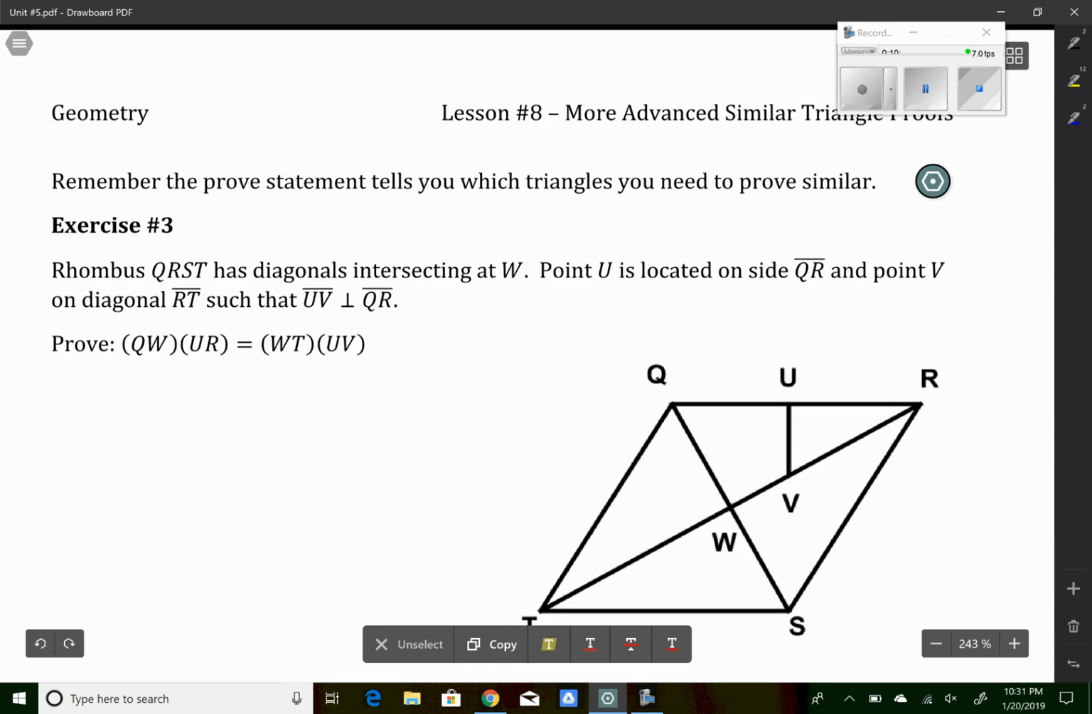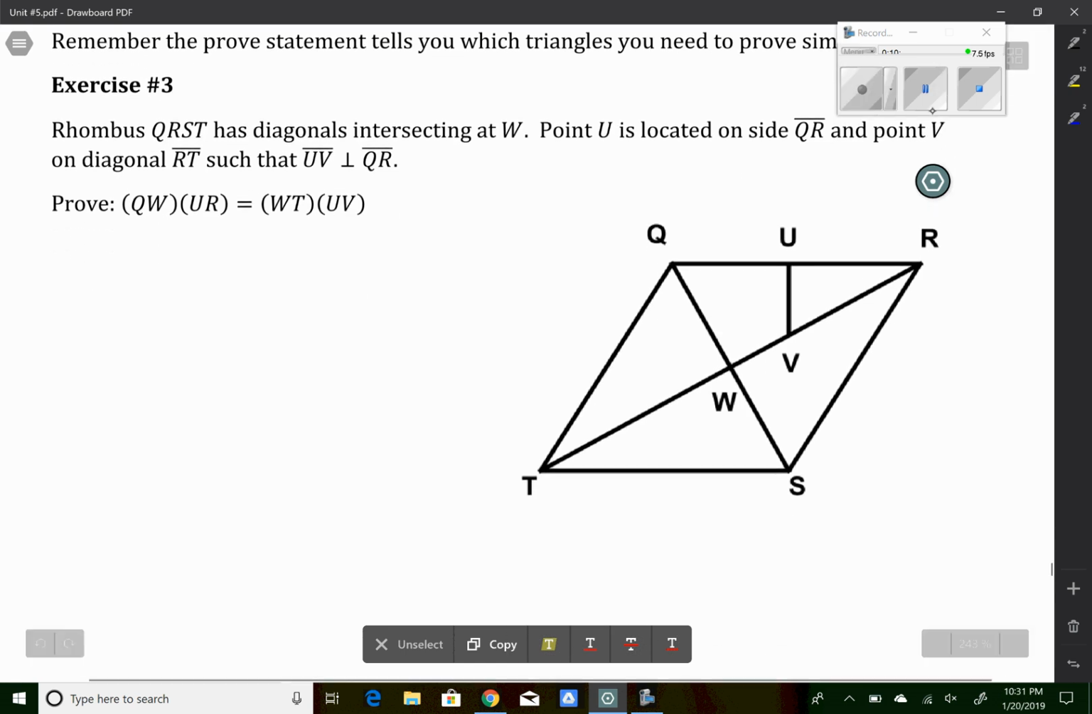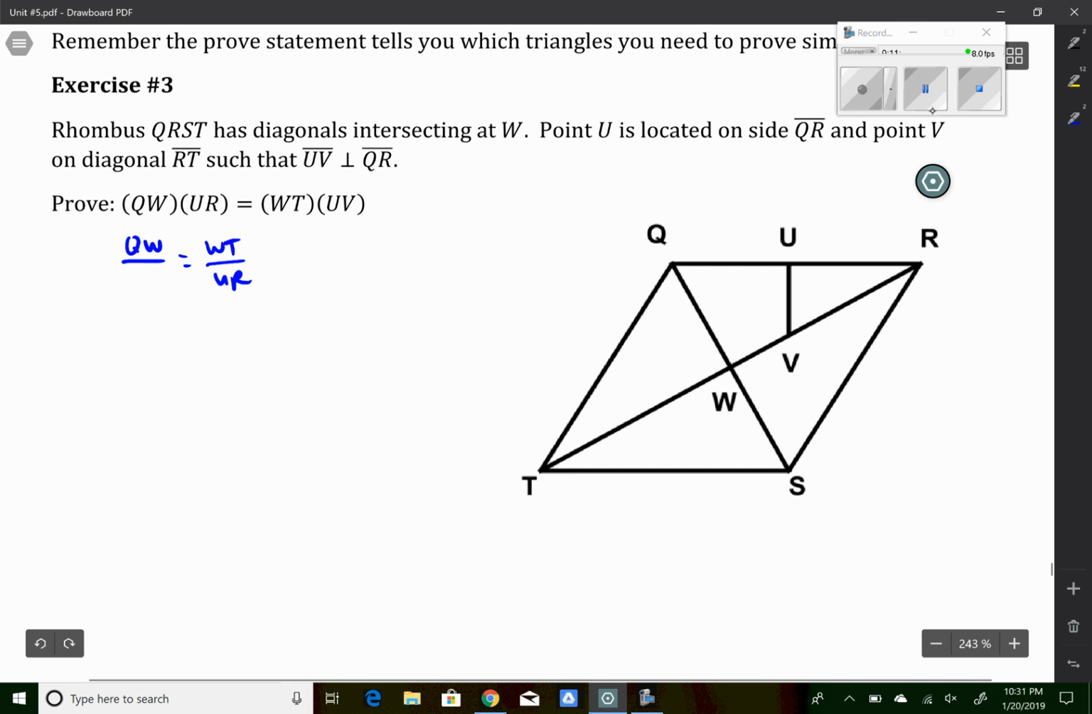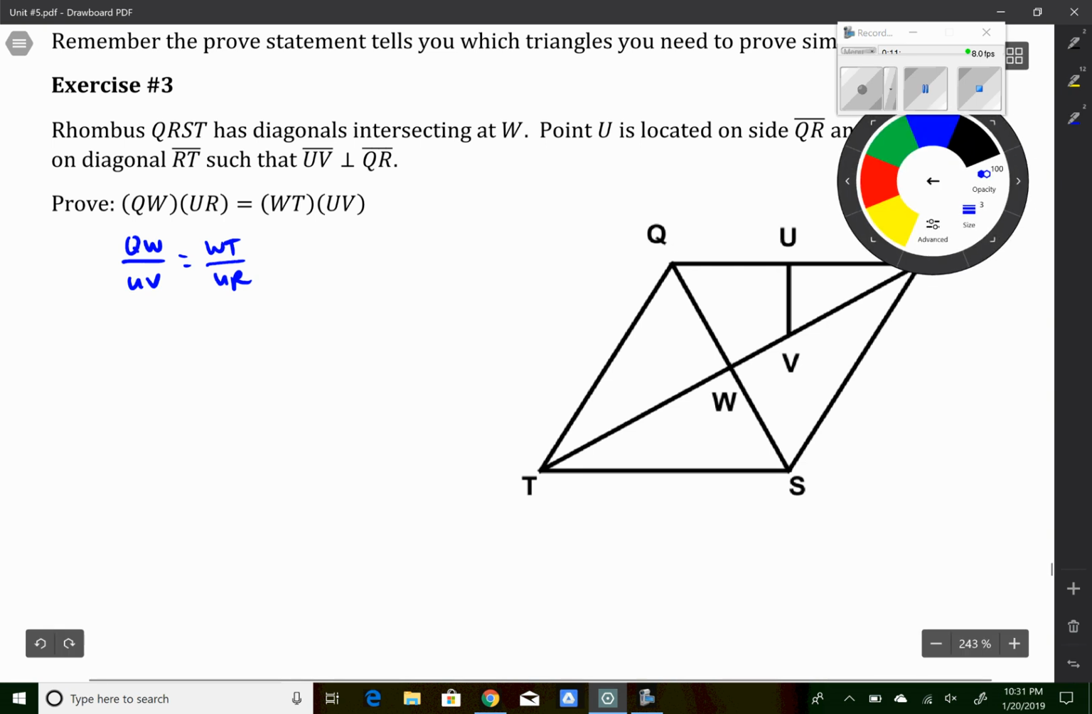So next one is kind of like a challenging question, right? Same idea. So I'm trying to figure out a proportion of QM times UR and WT times UV. But before I can get there, I first say that these two triangles that involve those segments are similar to each other. So UV is here, and I'm going to use some color here that might help. So UV is here. UR is here. So I'm probably going to use that triangle. QW is here. And WT is here. So I'm probably going to use this triangle.